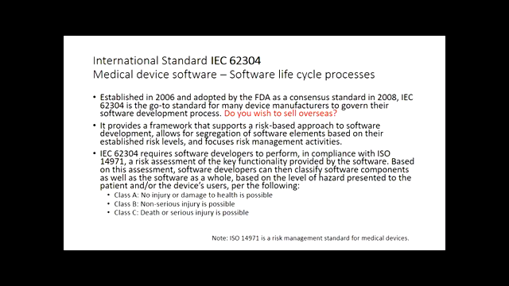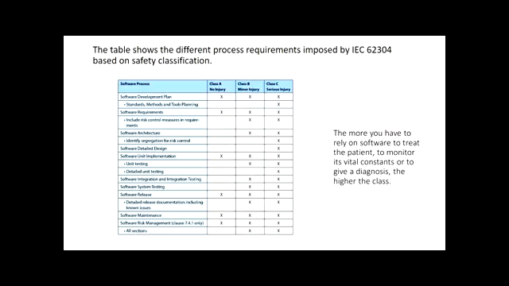Based on which class your specific software falls into, you then have to do all of this software process control for it, right? The more you have to rely on software to treat the patient, to monitor vital constraints, or to give a diagnosis, the higher the class is going to be. And again, it's risk-based. It's based on the outcome to the patient or to the user.